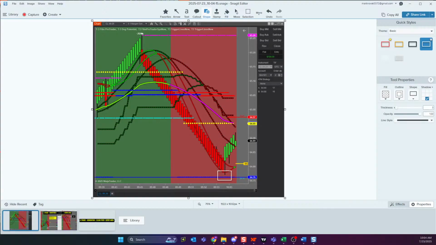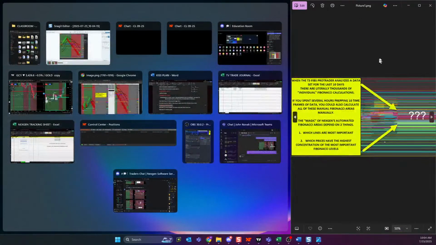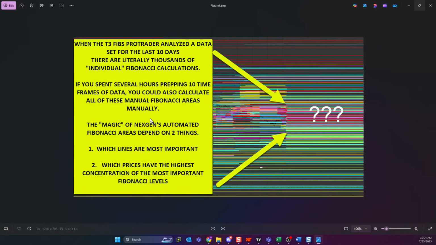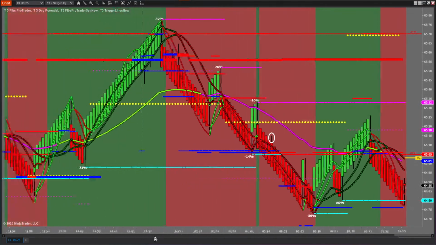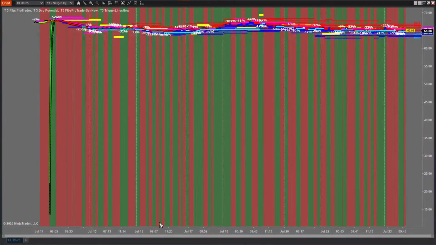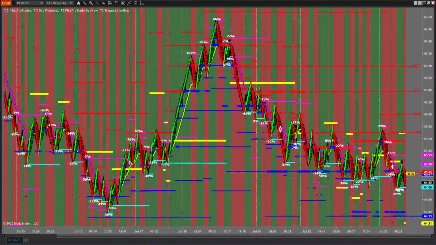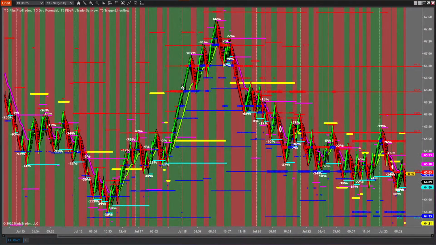When you open your software, get over to this screen. When you open your software, guys, your T3 Fibs Pro Trader goes through every swing in the market. It takes Fibonacci retracements, projections, everything. Not only on one swing, like if you were doing this manually, but it does every pivot in the market, every swing, every up, every down, every move for 10 days. And then it builds higher time frames and it does the same thing.